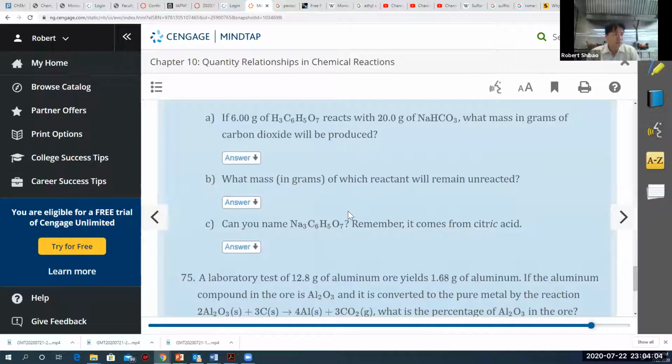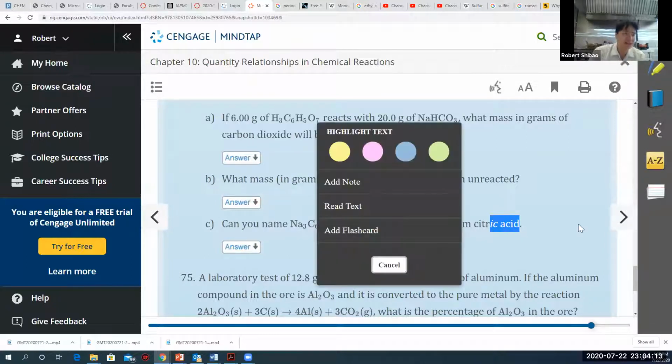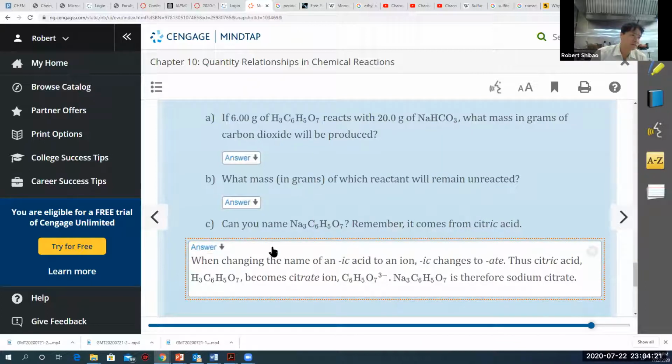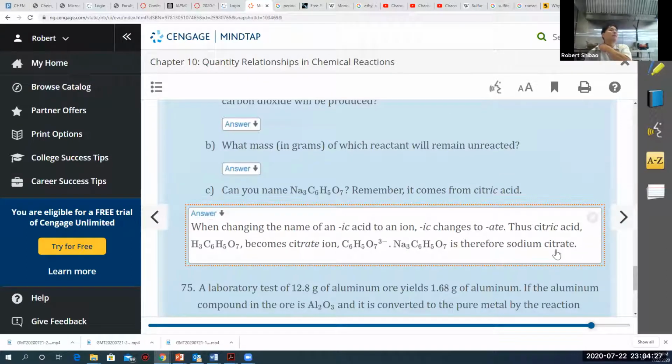Citric, this is interesting nomenclature here. Ic acid means the anion name. If we have ic acid, the anion name is citrate. It's got to be 8. And so this has got to be called sodium citrate. Ic acid is 8. So citrate ion, sodium citrate is what we have.